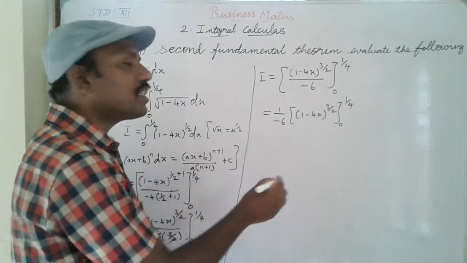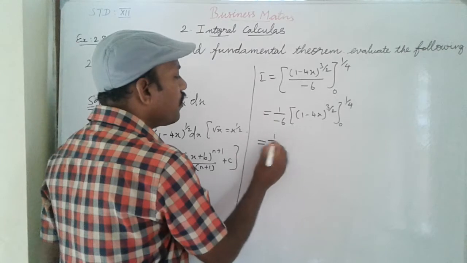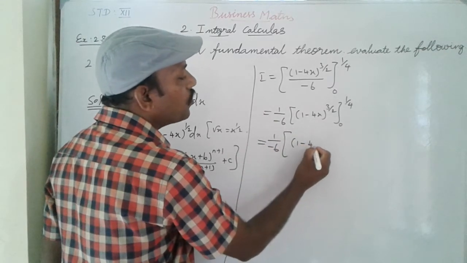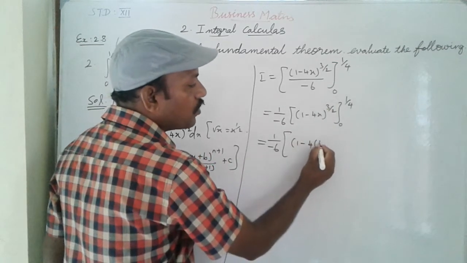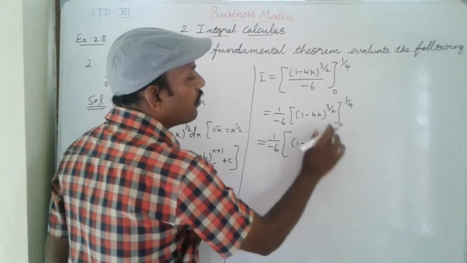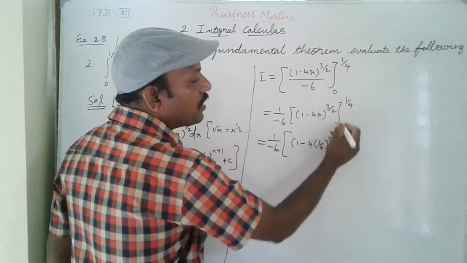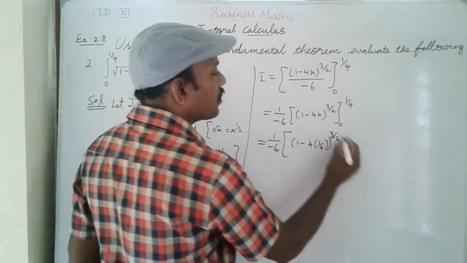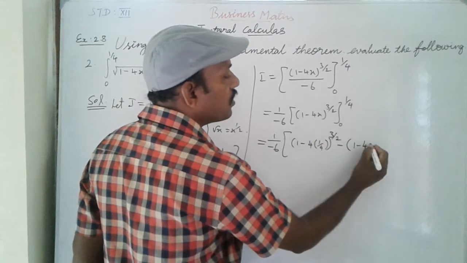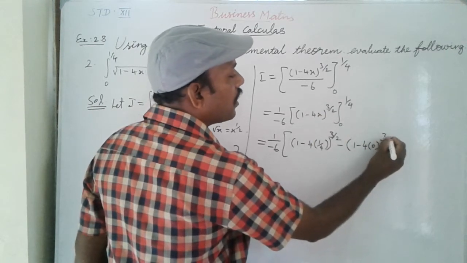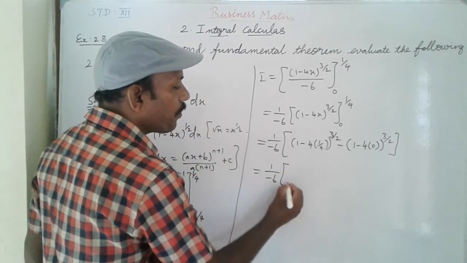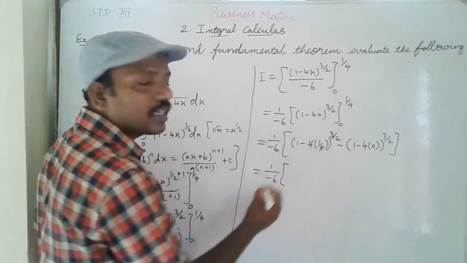Now substitute the limits. For the first limit we substitute in 1 divided by minus 6: 1 minus 4 into x, which is 1 by 4, whole power 3 by 2. For the next limit we substitute, with a minus symbol: 1 minus 4 into x, which is 0, whole power 3 by 2. So we substitute 1 divided by minus 6. Here the 4s cancel.